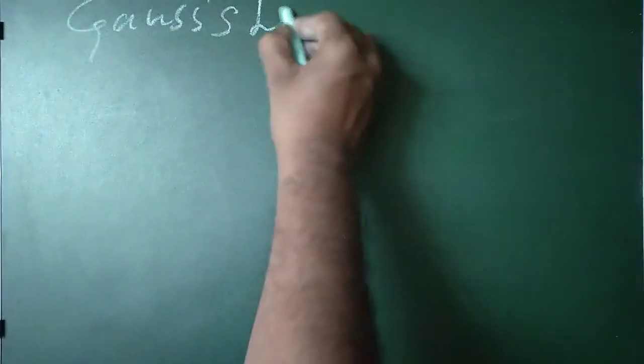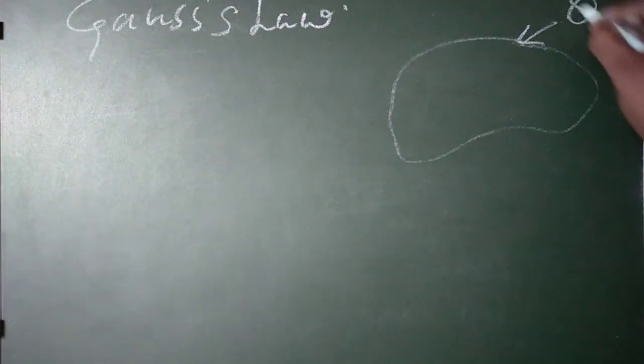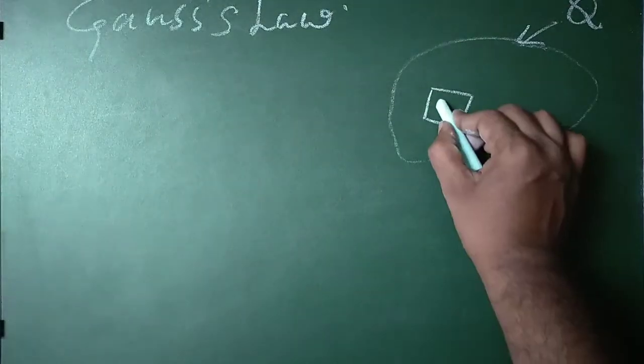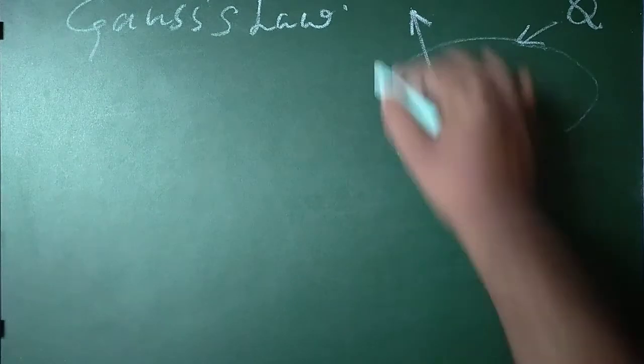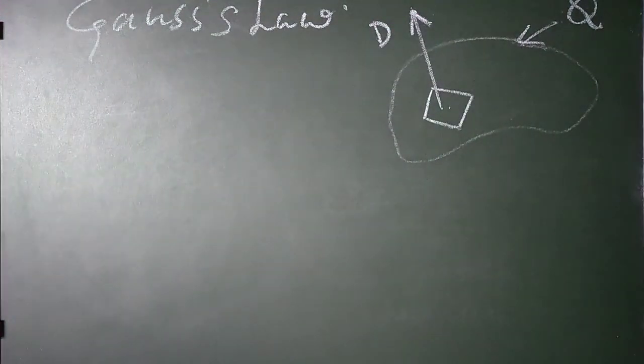In this video, we are going to see the Gauss law. Gauss law states that the electric flux passing through any closed surface is equal to the total charge enclosed by that surface. Now, I am considering an irregular surface having a charge Q enclosed in it. Considering a point here on the surface, and this is D, flux density.